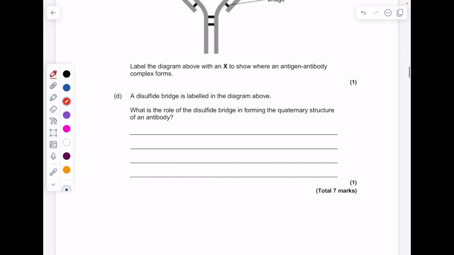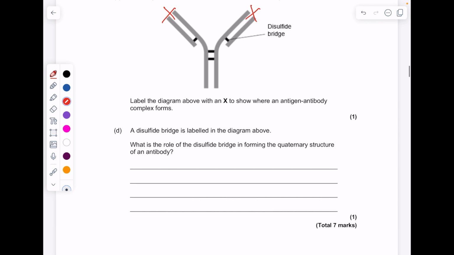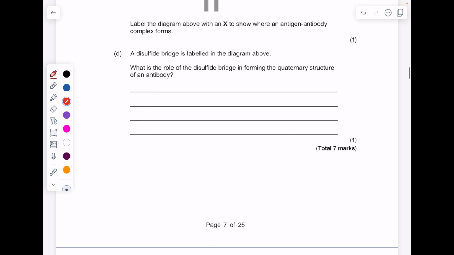A disulfide bridge is labelled in the diagram above. What is the role of the disulfide bridge in forming the quaternary structure of an antibody? Remember, antibodies are made from proteins, so the disulfide bridge joins two polypeptides.